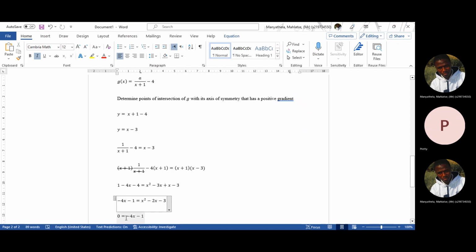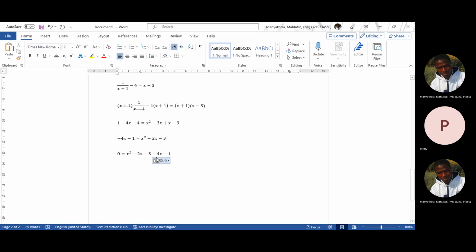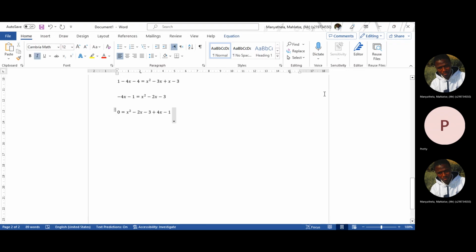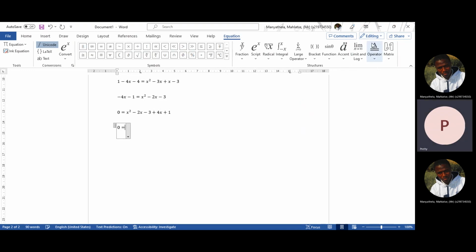We write this thing, but remember we moved minus 4x minus 1 across, so the sign changes. Minus 4x changes sign to positive 4x, and 1 also changes sign from negative to positive. Let's add the like terms again. We have minus 2 plus 4, which is positive 2, so positive 2x. Then minus 3 plus 1 is negative 2. Okay, sharp. Let's factorize x squared plus 2x minus 2.